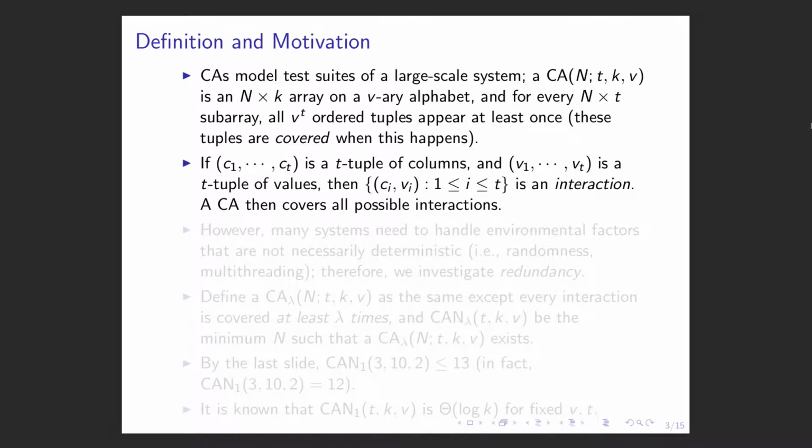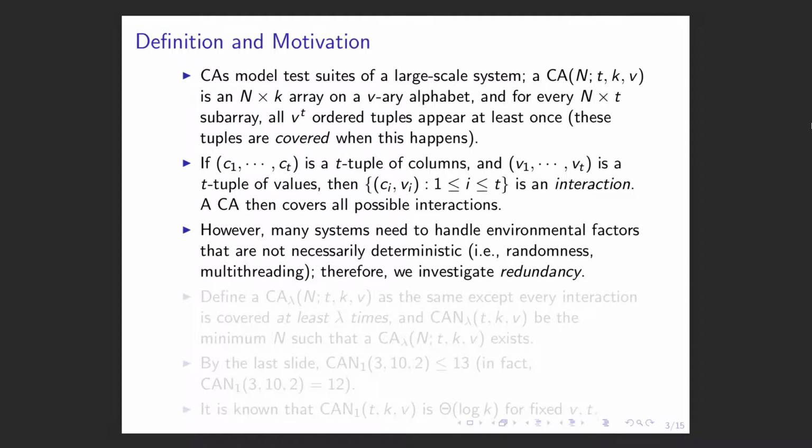Another way you can think of this is if we tie a t-set of columns and a t-set of symbols together, so we overlay the column and symbol set together, we call that an interaction. So another way of saying whether something is a covering array or not is whether every interaction appears at least once.